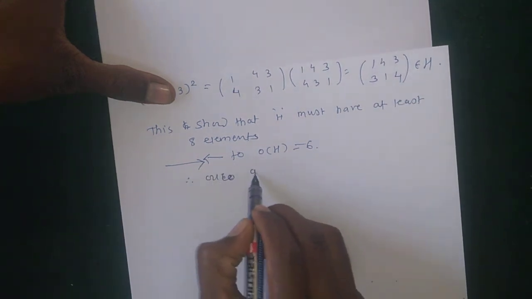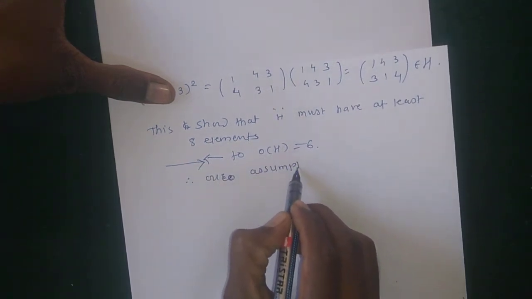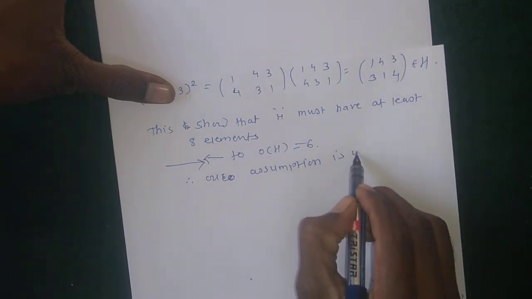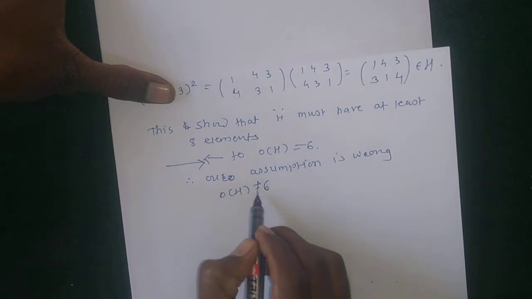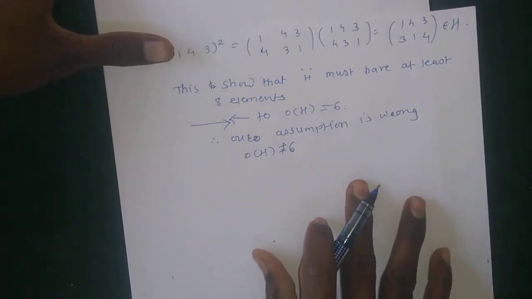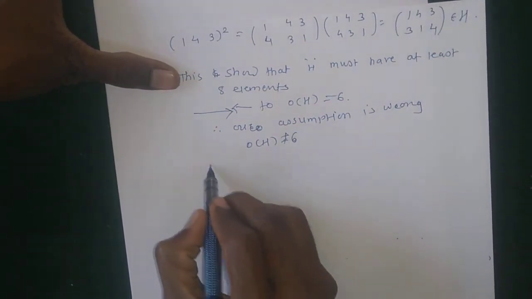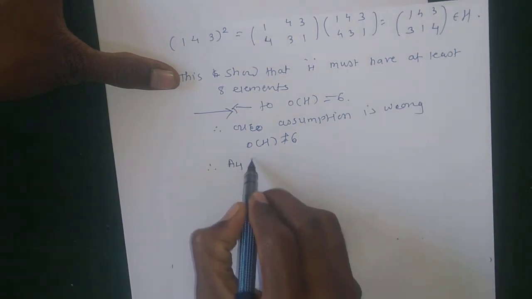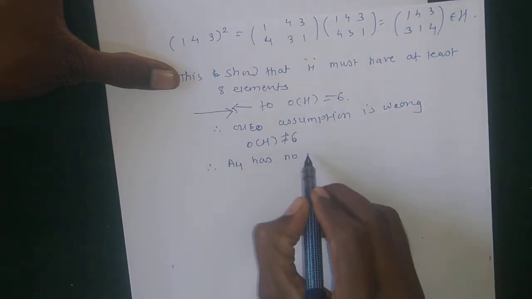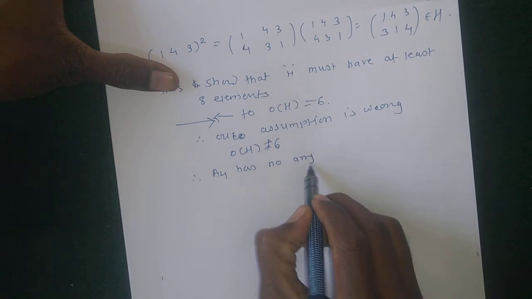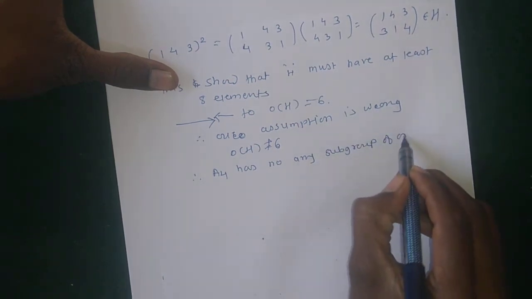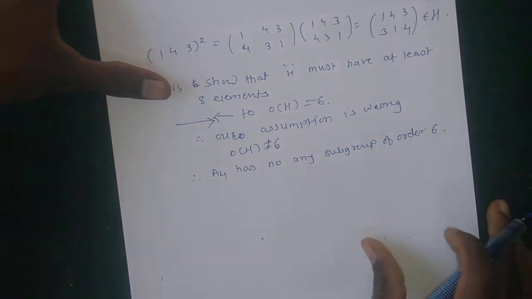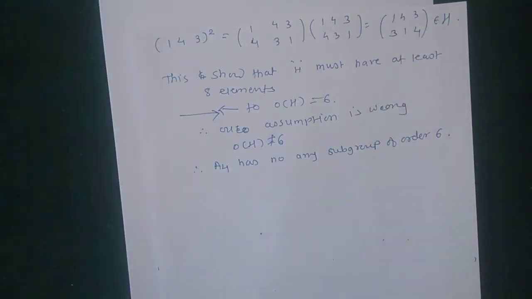Therefore our assumption is wrong. That is order of H is not equal to 6, and therefore A4 has no subgroup of order 6. Okay, so this is proof of our converse of Lagrange theorem.